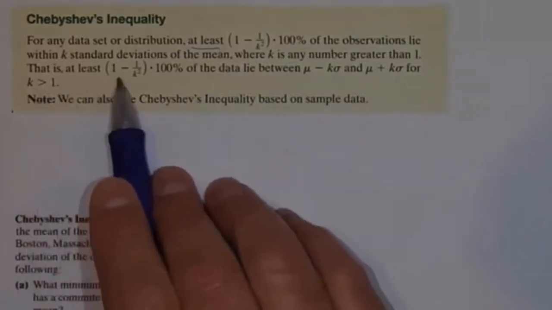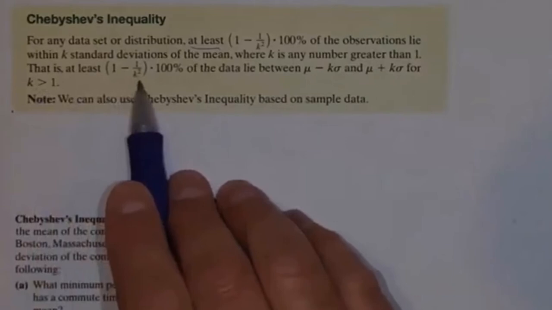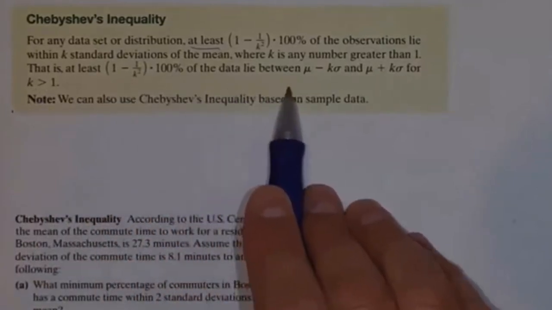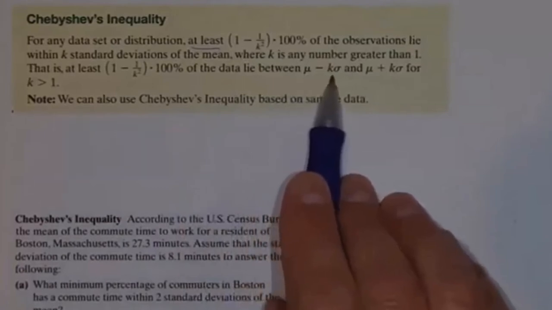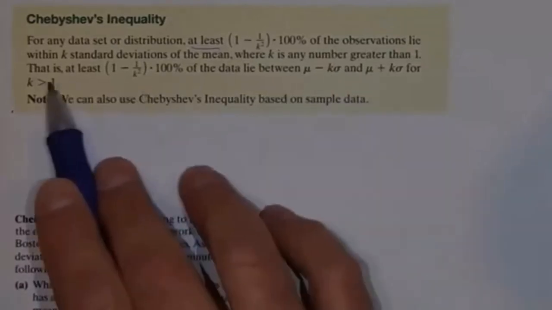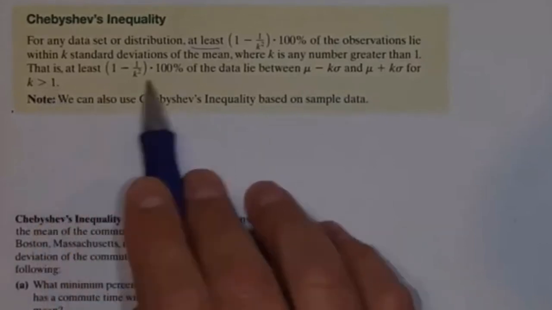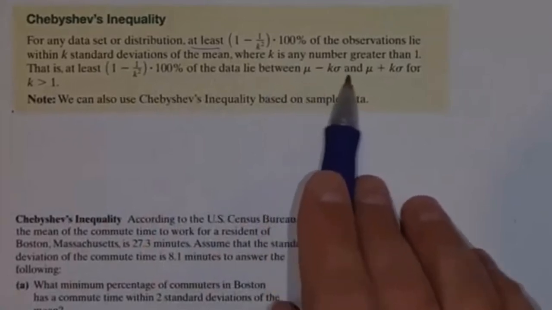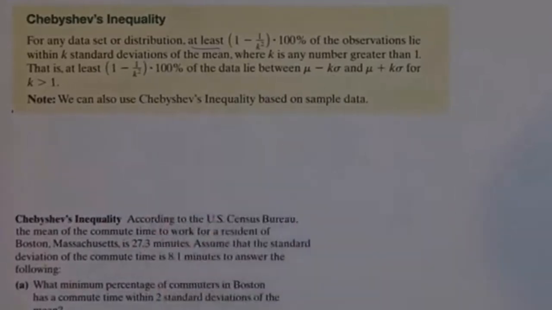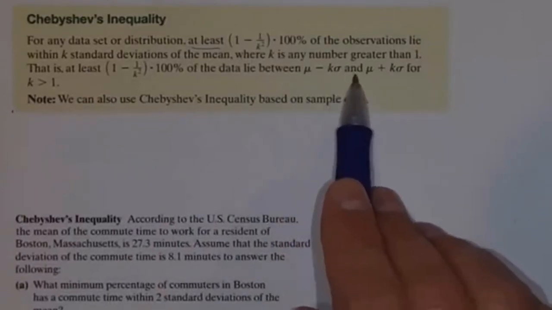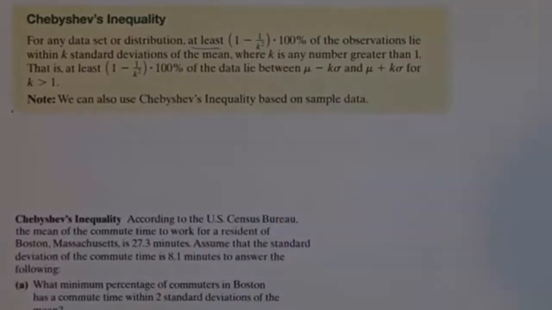That is, at least 1 minus 1 over k squared times 100% of the data lies between the values of mu minus k times sigma and mu plus k times sigma for k greater than 1. Again, this is using population notation. It also works for sample. So we could say x bar minus k times s, x bar plus k times s. So what's it really saying?